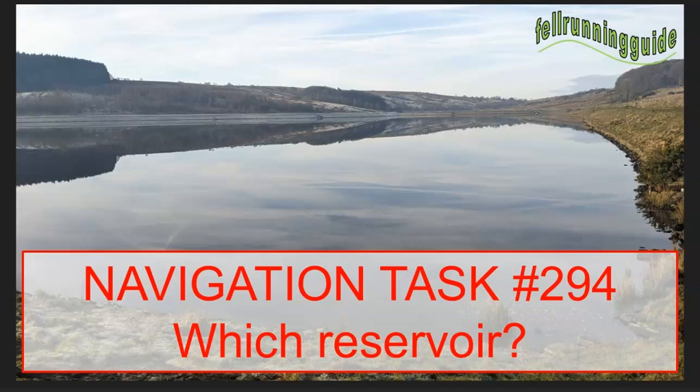This week, quite a simple one. We've got a reservoir and I want you to work out which map the photo relates to and where on that map the photo was taken.